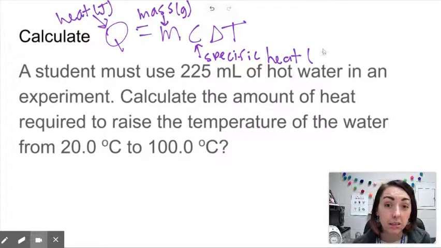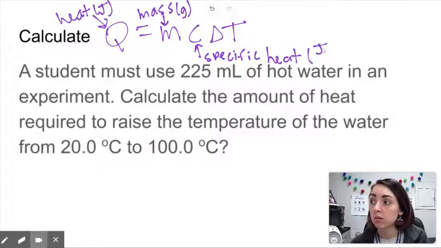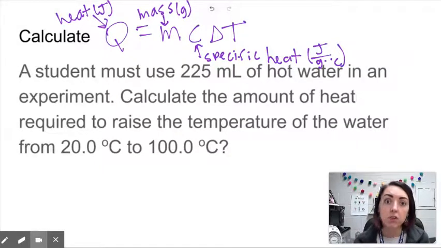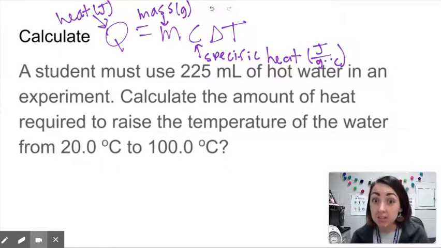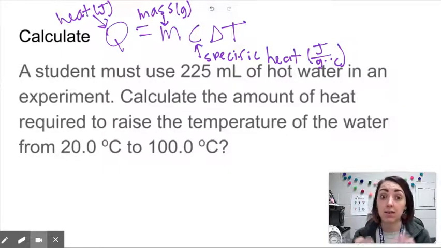And if you remember, that is in joules for every gram times degrees Celsius, because specific heat is the amount of energy it takes to change the temperature of 1 gram of a substance by 1 degree Celsius. So if it has a low specific heat, it's easy to change the temperature of the substance. If it has a high specific heat, it's hard to change the temperature of the substance.